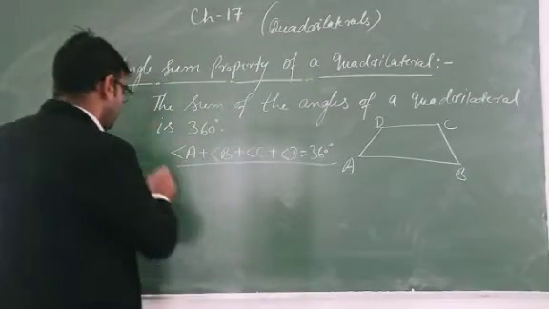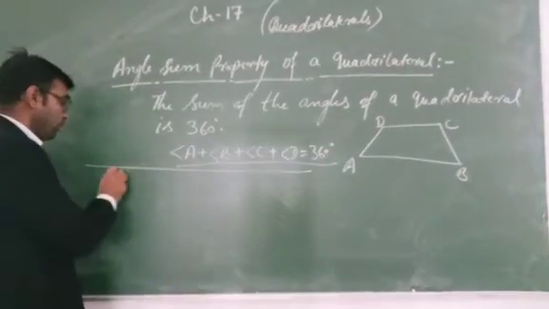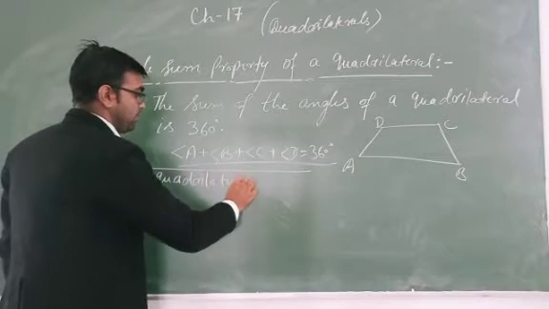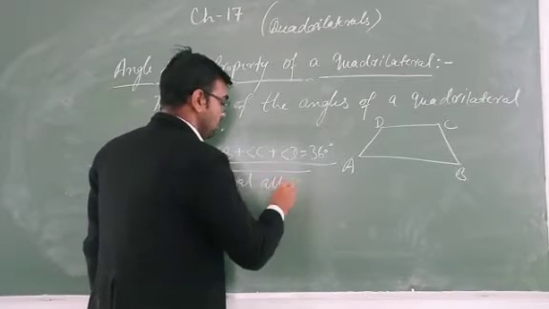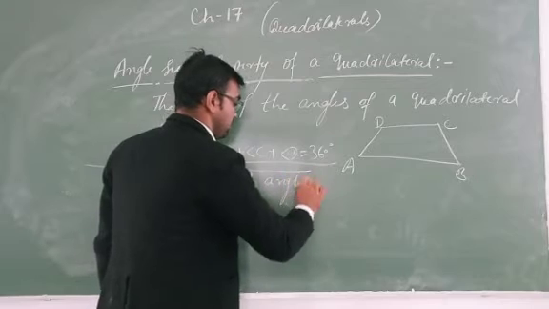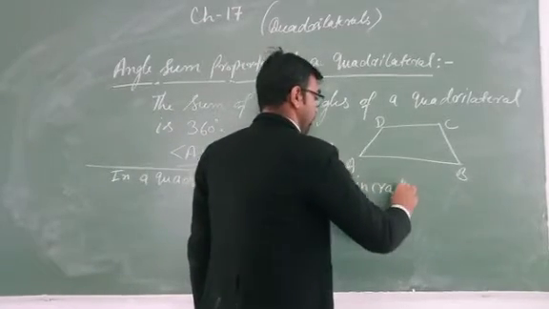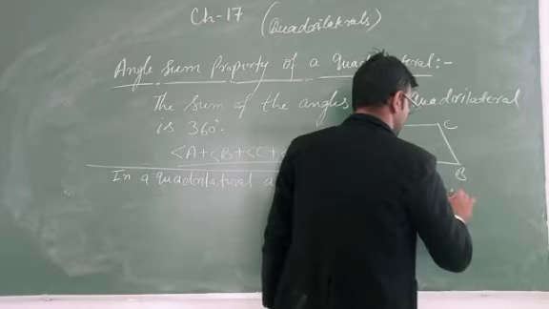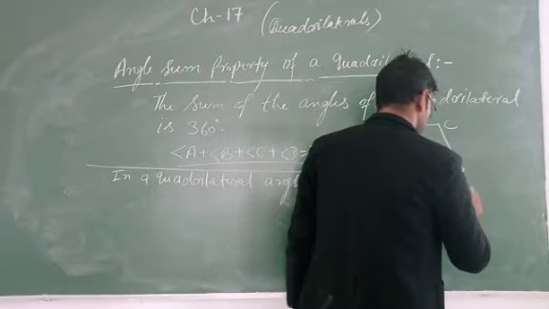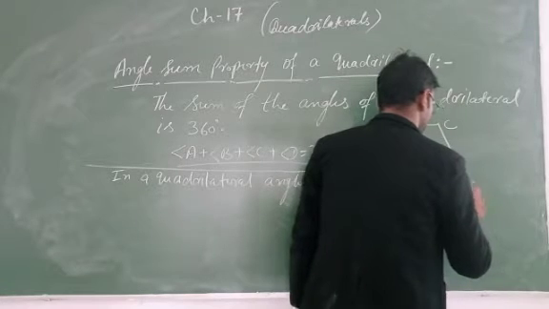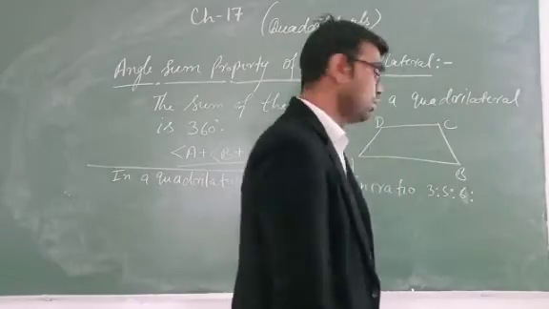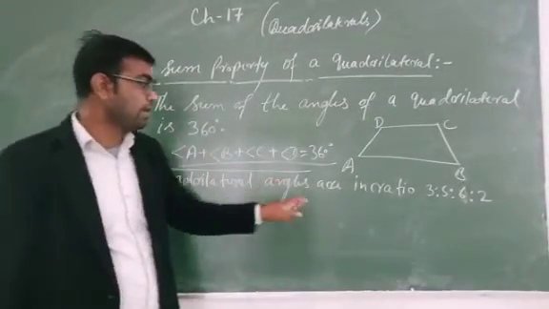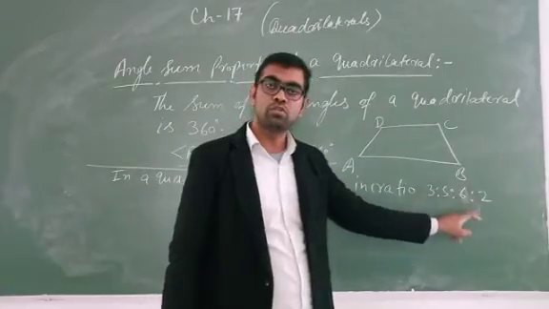Suppose we take an example of this. If it is given that in a quadrilateral all angles are in the ratio 3:5:6:2, so it is given that the angles of the quadrilateral are in the ratio 3:5:6:2.